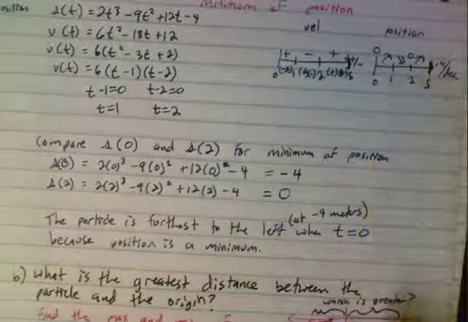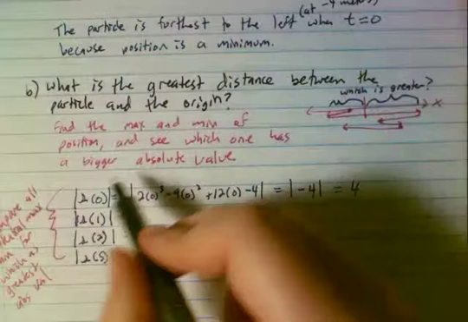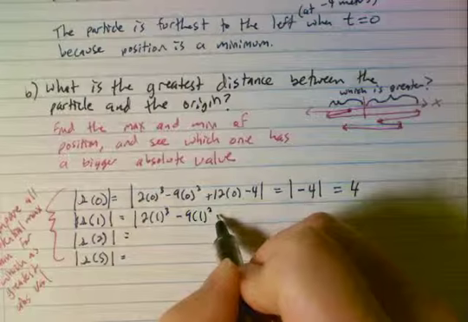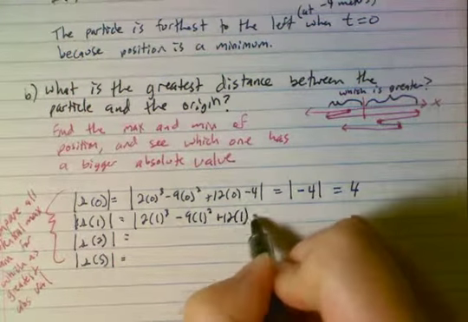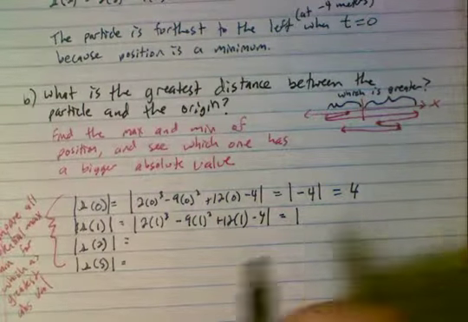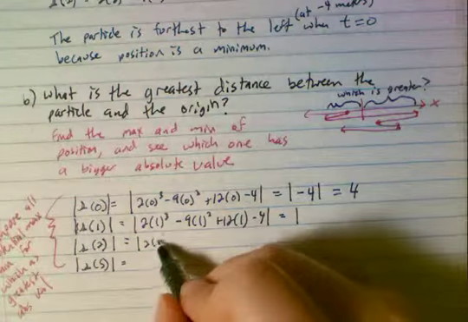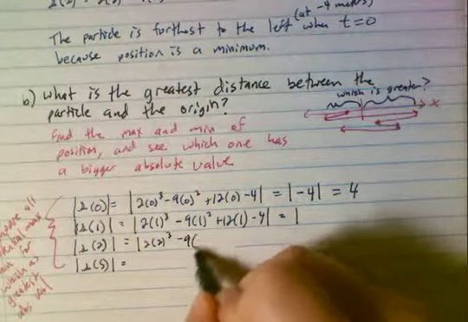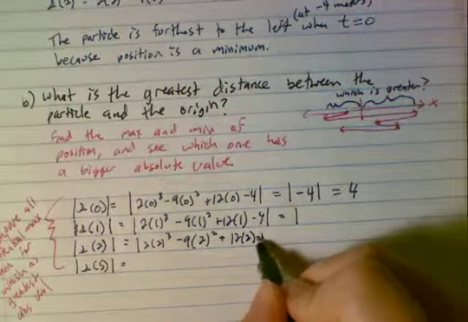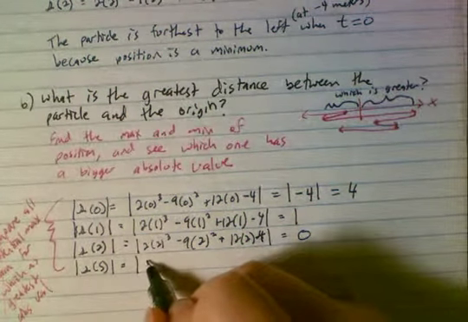S of 1 is a potential absolute maximum. So we do that, that's 1. Absolute value of 1 is 1. Absolute value of 2, we actually already did this up here, it's going to be 0. And then 5.